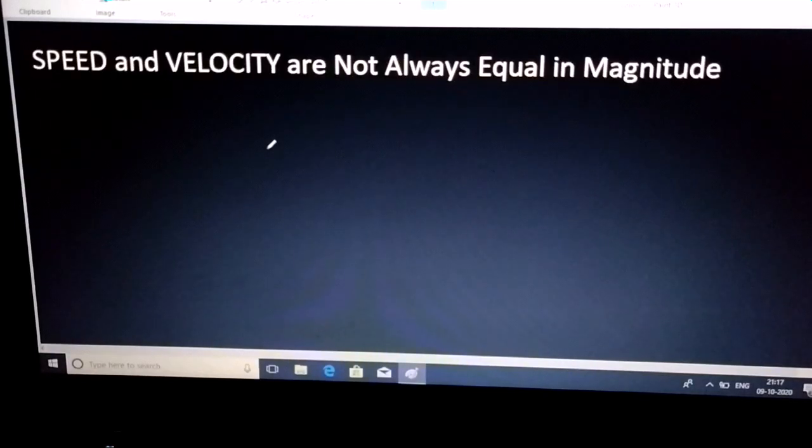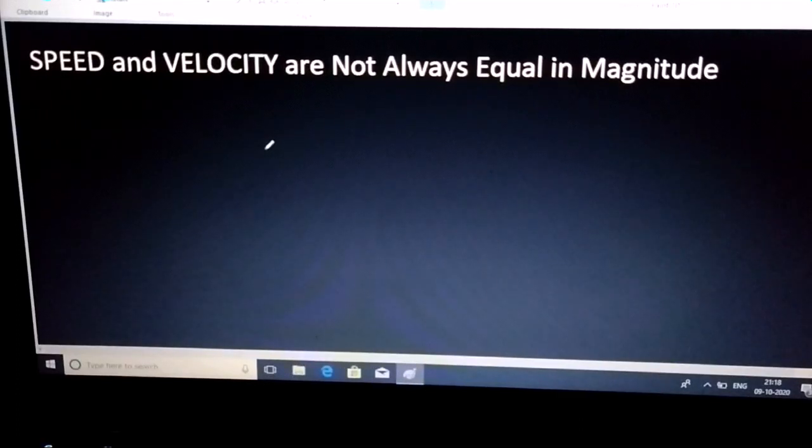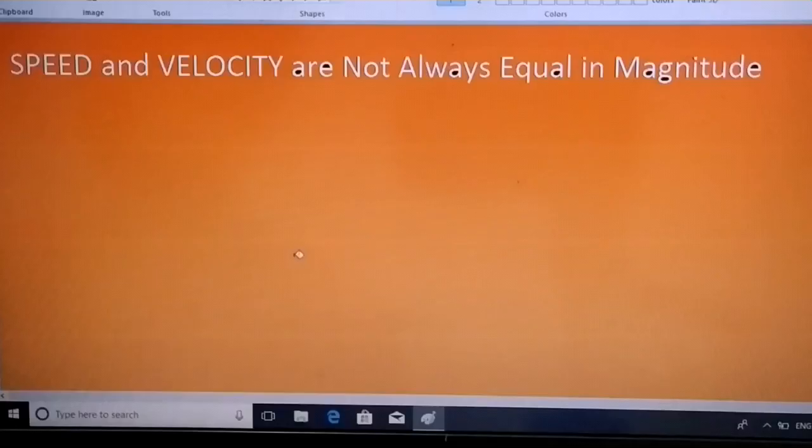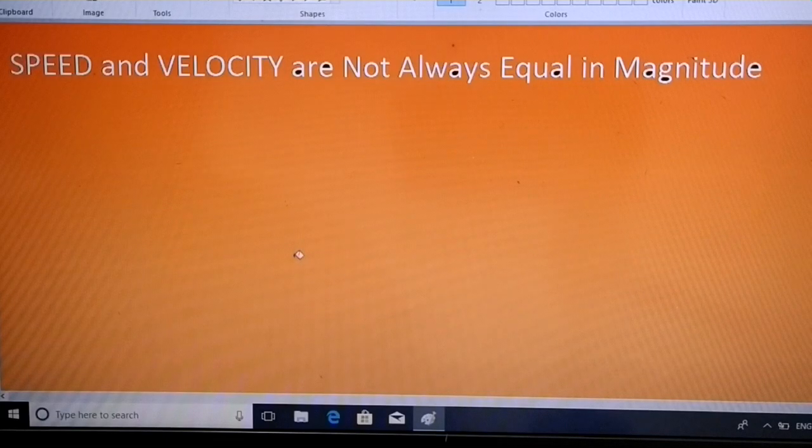Now here is a very important point, that speed and velocity are not always equal in magnitude. Let's discuss how speed and velocity are not always equal in magnitude. This will become clear from the following example.